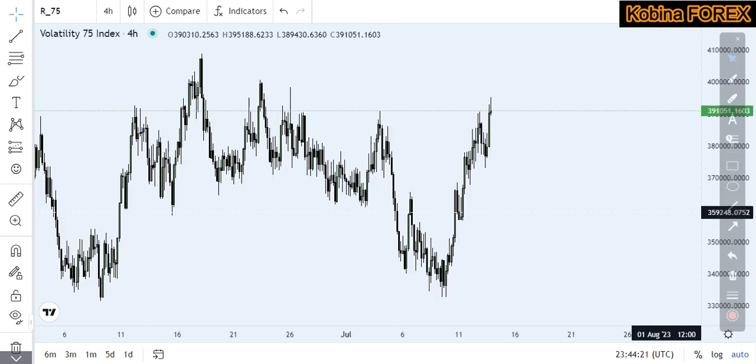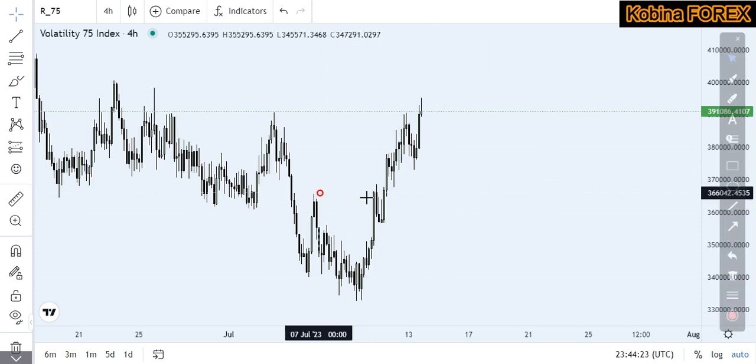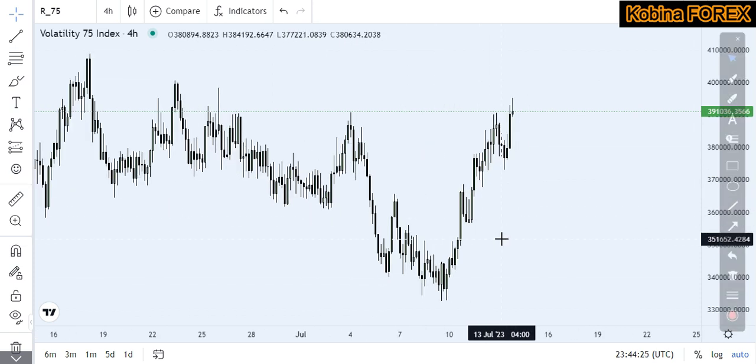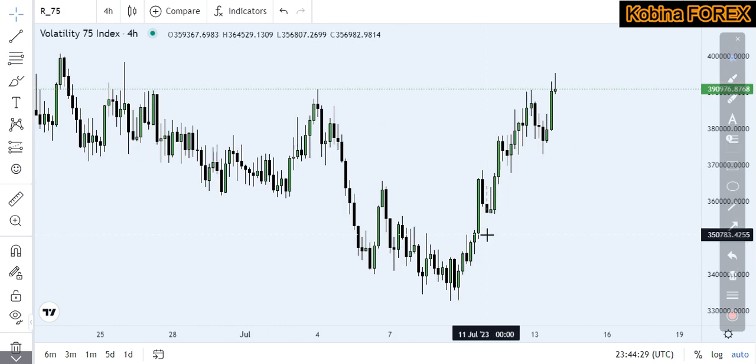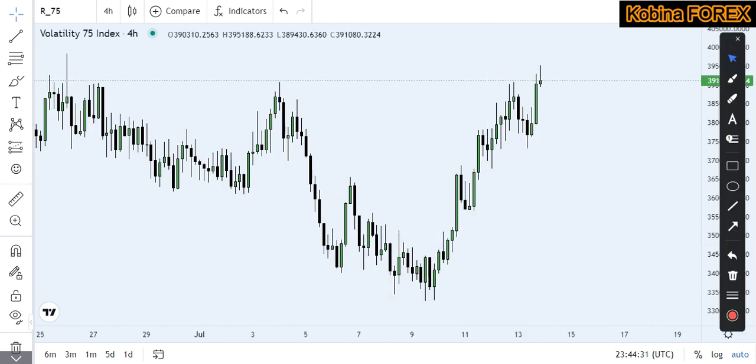How do we apply breakers when it comes to trading on the chart? All right.